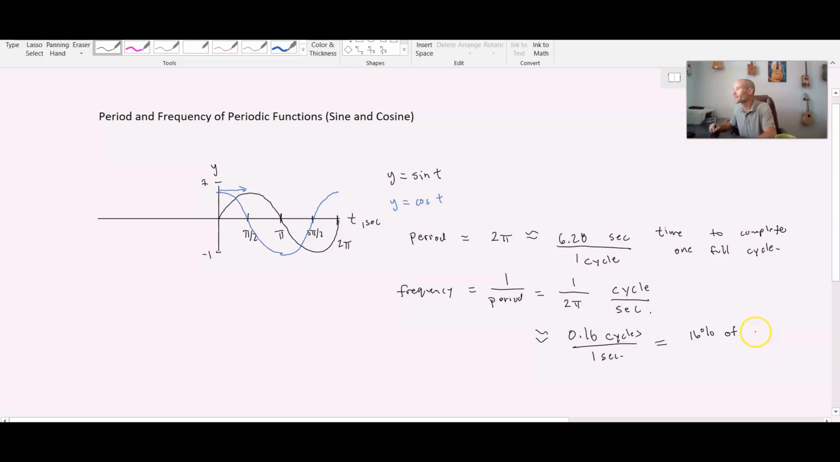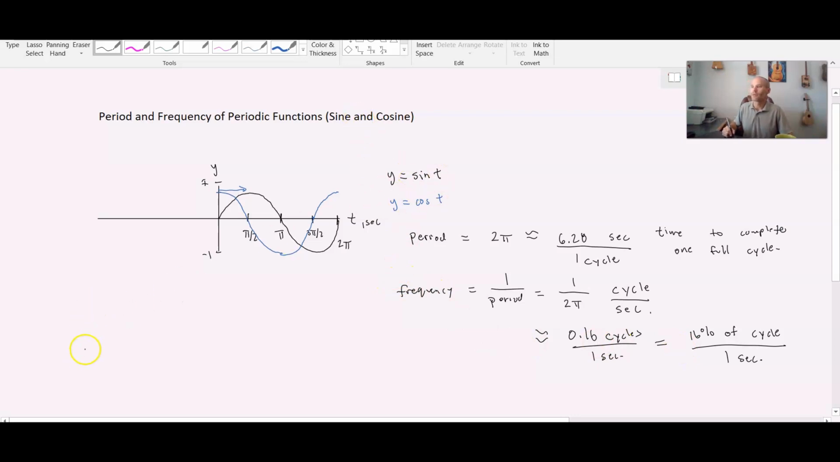Let's try writing that out again. Cycle per 1 second. In other words, in 1 second, which is maybe somewhere right over here, each of these two functions only completes 16% of its full cycle. And that should make sense because it takes approximately 6 seconds to complete a full cycle. So 1/6 is about 17%. But that's a way we could interpret the period and frequency.